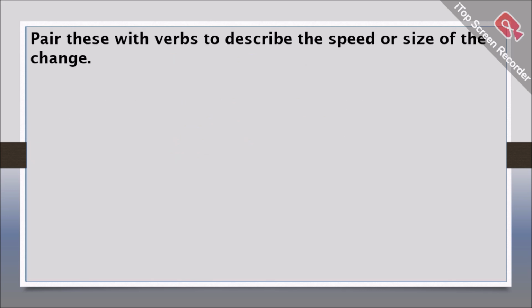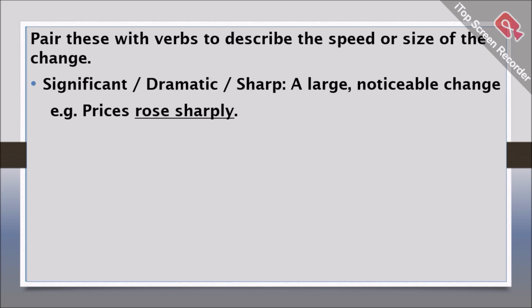So an important part now with describing our graph and the changes in it is that we want to describe the speed or size of the change. And to do this, we need to introduce our adverbs, or adjectives. So, significant or dramatic or sharp. This is a large noticeable change. So if we want to say that prices rose, we could say prices rose sharply. We could say profits fell dramatically. The opposite, fell, is to decrease.